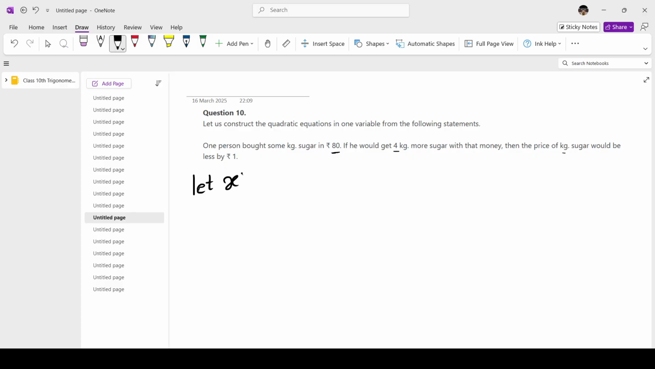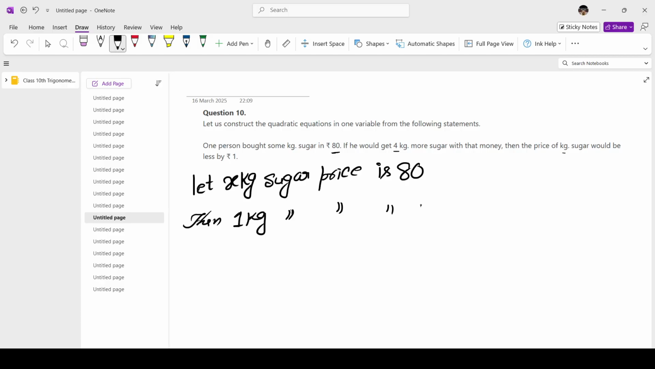Okay, so let's assume that X kg sugar price is X. Then 1 kg sugar price will be 80 by X.